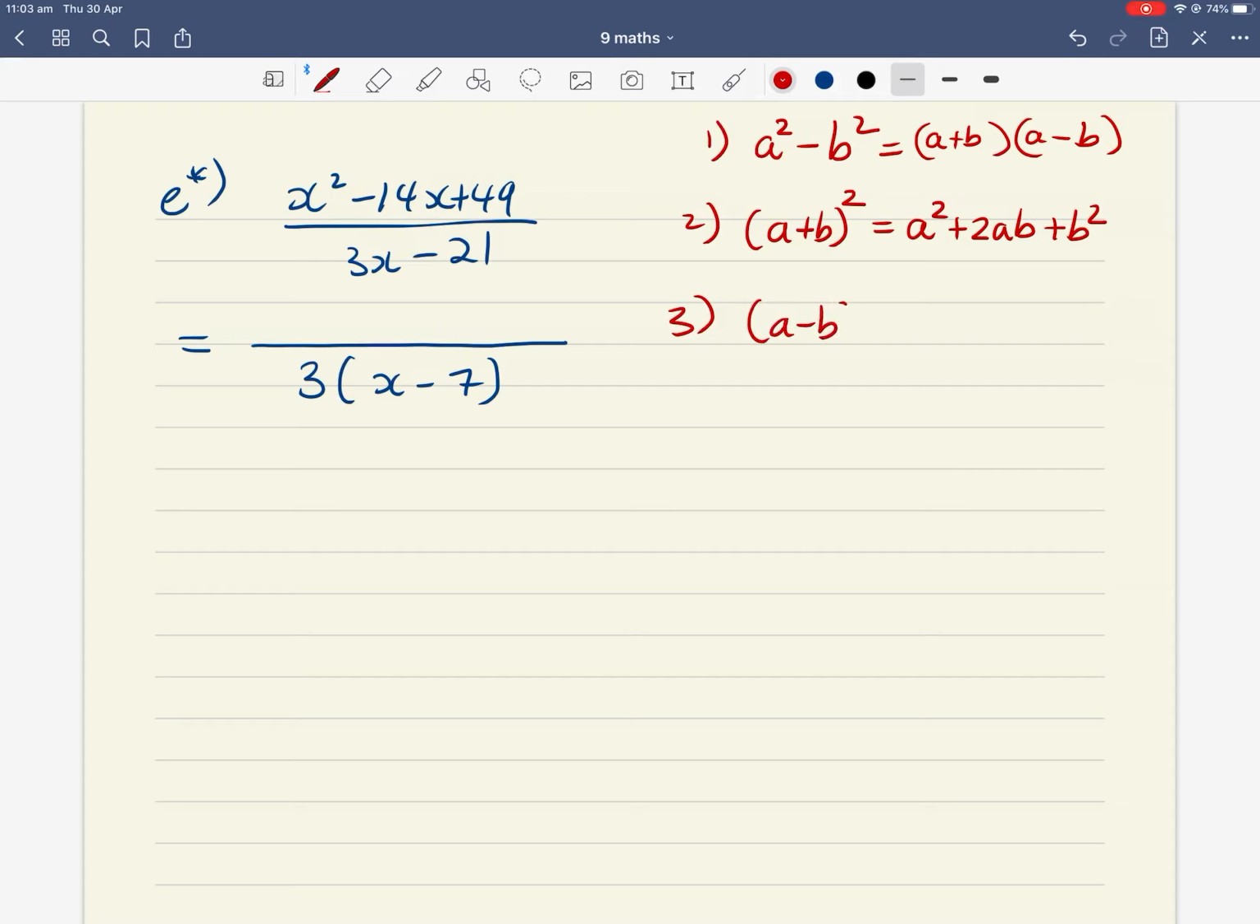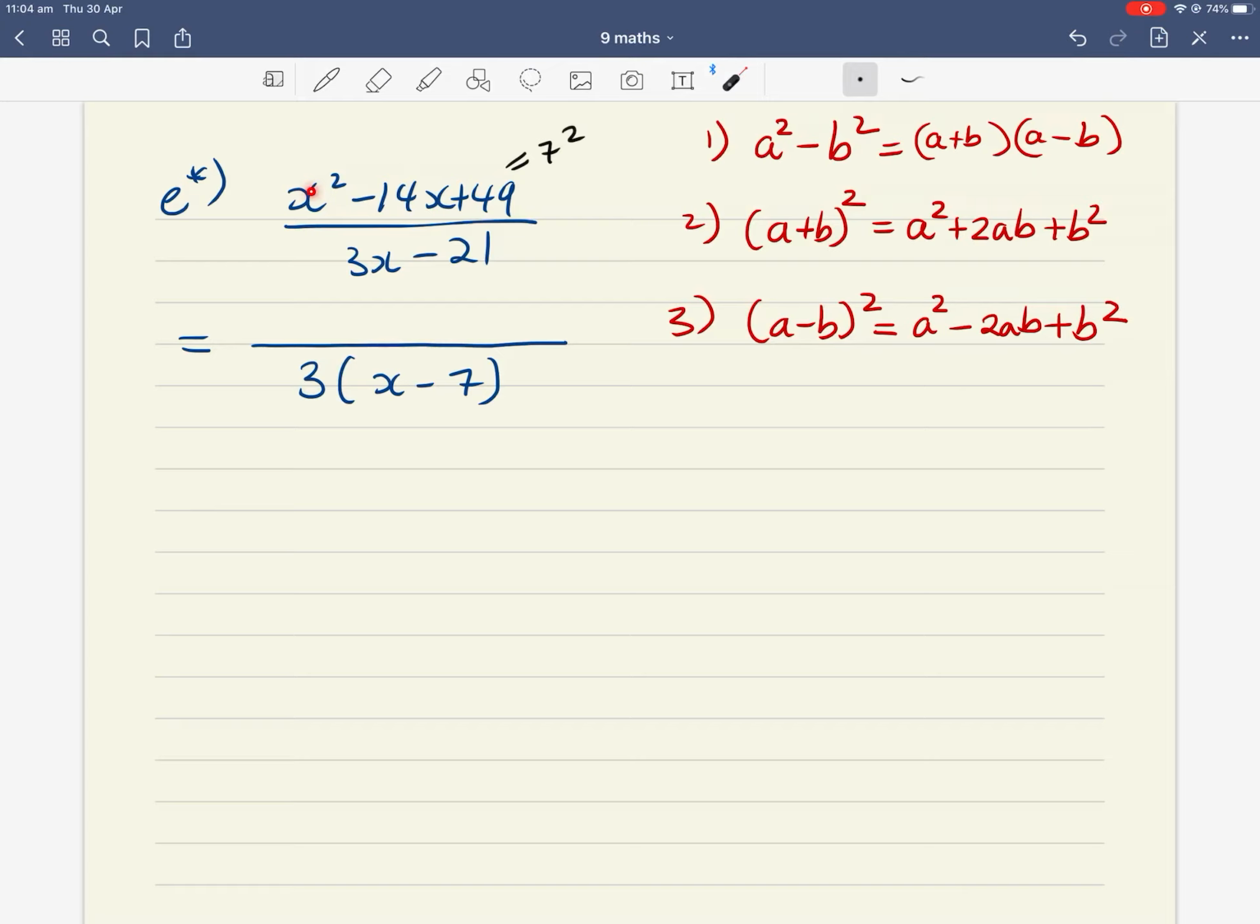And then the third pattern was a minus b all squared. So first minus second all squared gives you first squared minus 2 lots of first times second plus the second thing squared. Now you're asking yourself, which pattern 1, 2, or 3 does my numerator look like? Well, it's clearly not pattern 1 because it's not just first thing squared minus second thing squared. The other thing you notice is that 49 is 7 squared, right? So the question is, is it pattern number 2 or pattern number 3?